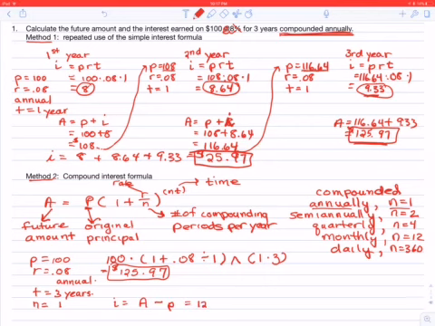So I can take that 125.97 and subtract the $100 we started with. Over the 3 years, that account earned $25.97.